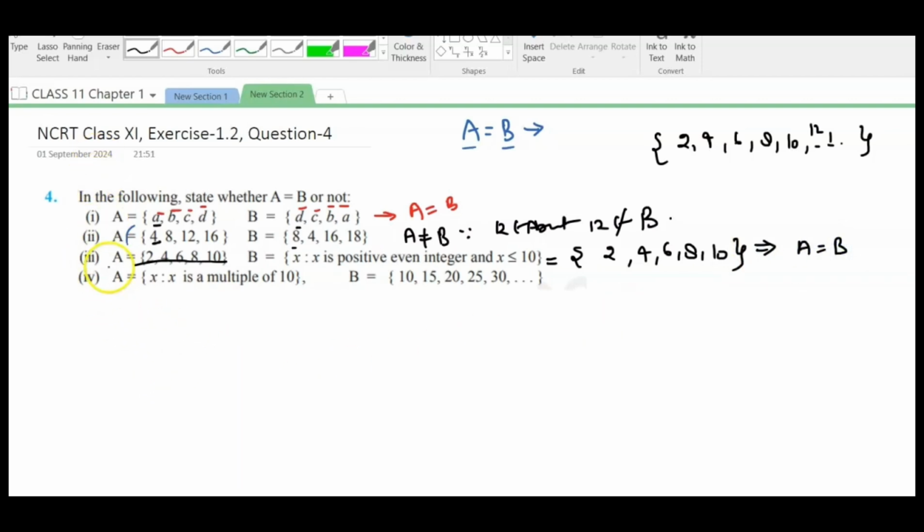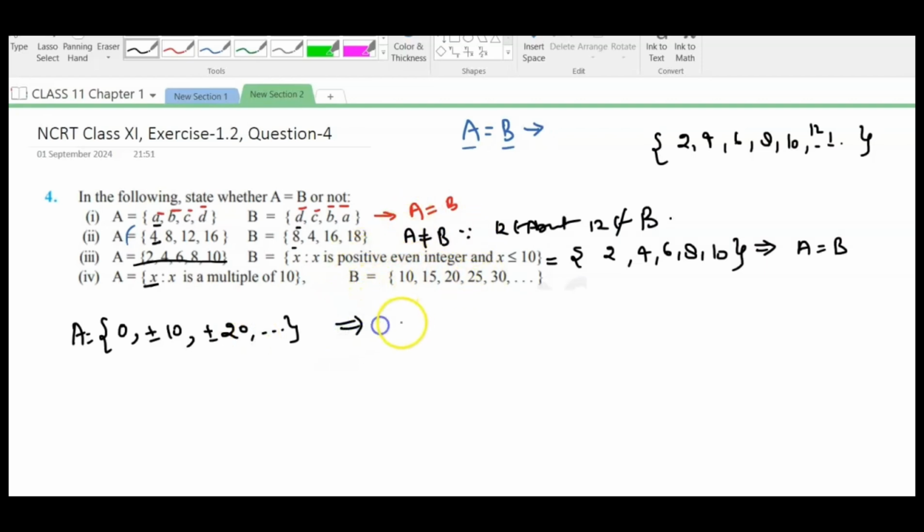Let's see the next question. A is equal to x such that x is a multiple of 10. So let's write A first in tabular form. It is not given if it is integer, natural, real or whatever. So we'll simply consider them as real numbers, and multiples of 10 means 0, plus minus 10, plus minus 20 and so on. And B is 10, 15, 20, 25, 30. So obviously these two sets are not equal because 0 belongs here, 0 does not belong here, minus 10 belongs to set A. Minus 10 does not belong to set B. 15 belongs to set B, but it does not belong to set A.